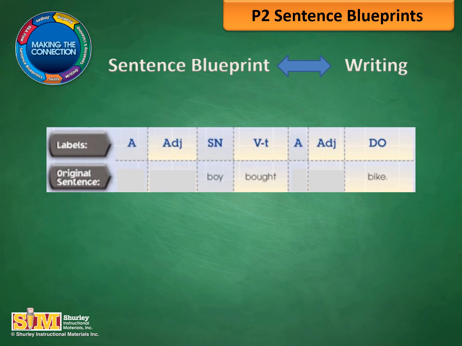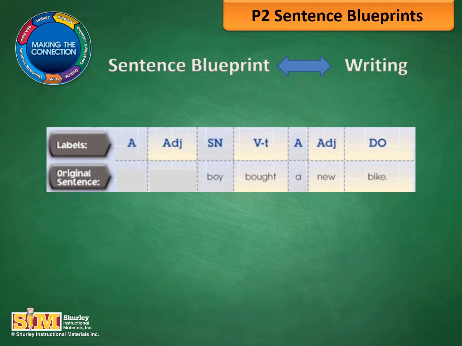To determine the adjective, the student asked what kind of bike, and the word choice they made was the word new. Notice how they wrote the word new beneath the adjective label. Next, the student must choose an article adjective to modify the direct object. They chose the word a and they wrote it beneath the article adjective label.